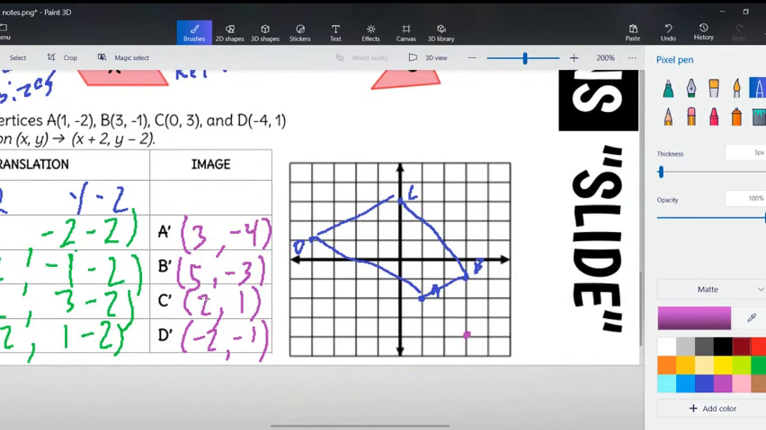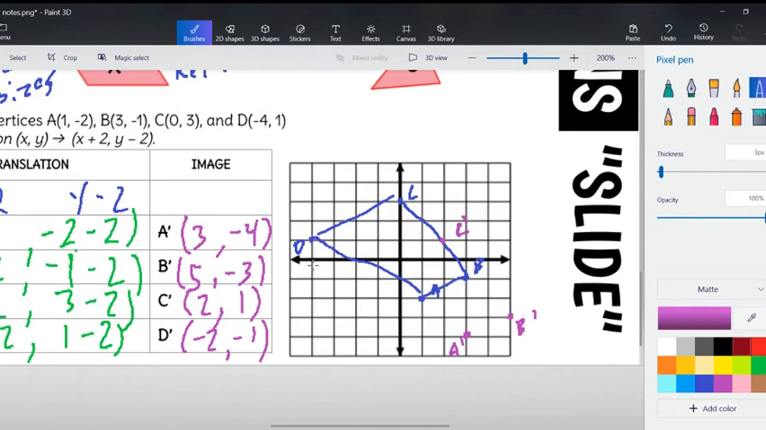Okay, B prime is going to be 5, 1, 2, 3, 4, 5, -3. Okay, now looks right as well. We're adding 2 and subtracting 2 from y. It's also up 1 and over 2 from A. So that looks right. I can label these as well, A prime and B prime. Okay, then our C value is going to be 2, 1. It's right here. Okay, we're adding 2 to x, subtracting 2 from y, so that looks right.